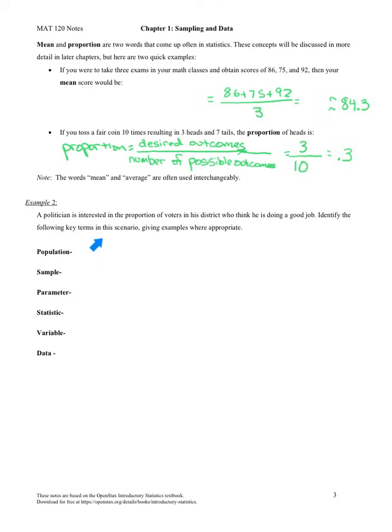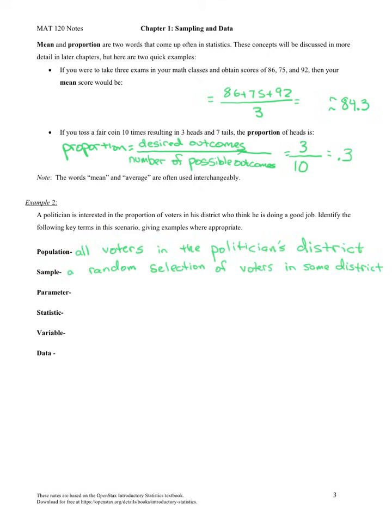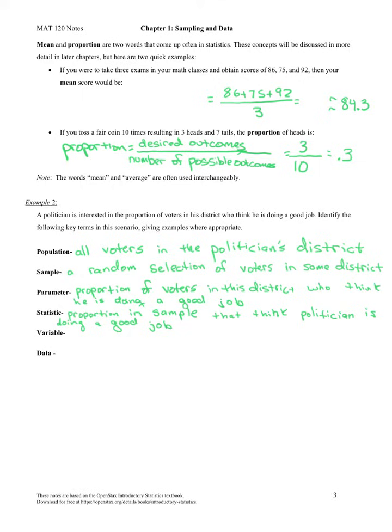Take a look at example 2, and after reading it, go ahead and pause the video and see if you can fill out the answers to each of the terms below on how they respond to the given problem. How did we do for population and sample? And here is our answer for parameter and statistic.